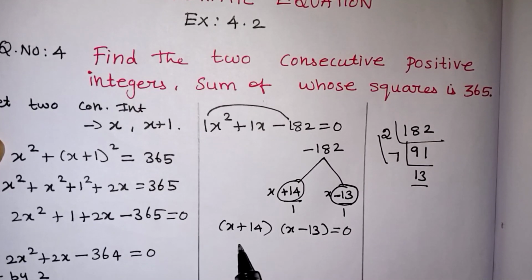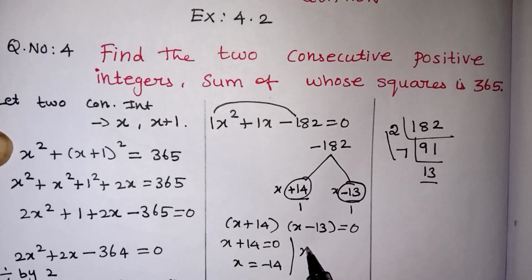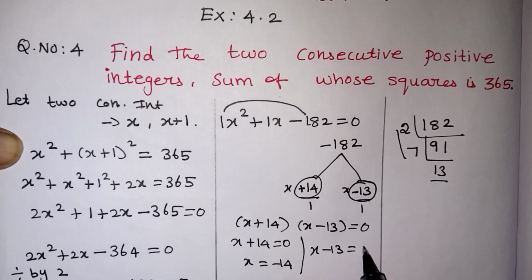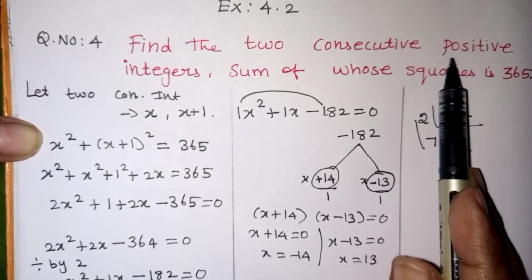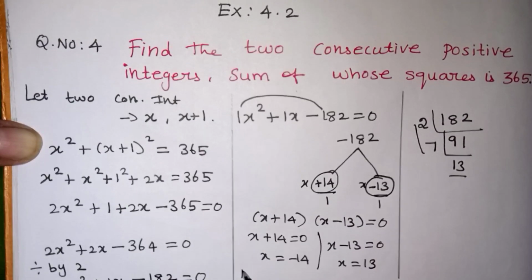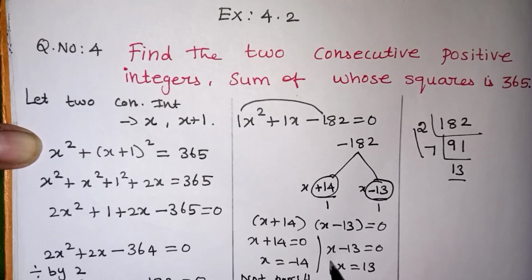Both will be equal to 0. So x plus 14 equal to 0 means x is equal to minus 14. So x minus 13 is equal to 0 means x will be plus 13. Here in your question they have mentioned both are positive. So this is not possible because it is a negative one. So this one you can write as not possible. So this one is the correct answer.